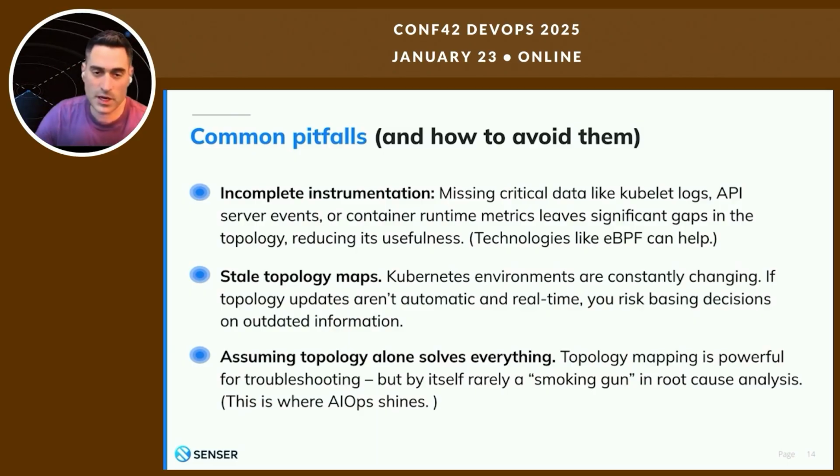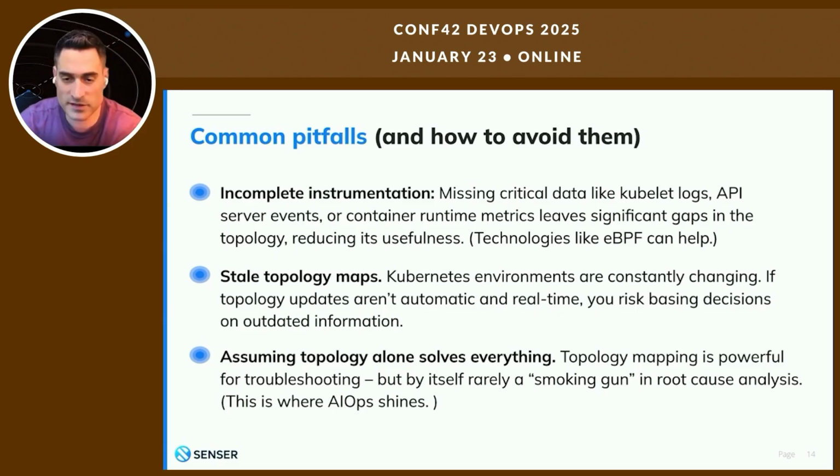Stale topology maps. I think in many aspects, dependency maps suffer from that exact problem. Kubernetes environments, or any distributed environments, are constantly changing. If the topology updates are not automatic, and if they're not updated at a quick enough cadence, then the risk is of course taking a decision today on yesterday's data.